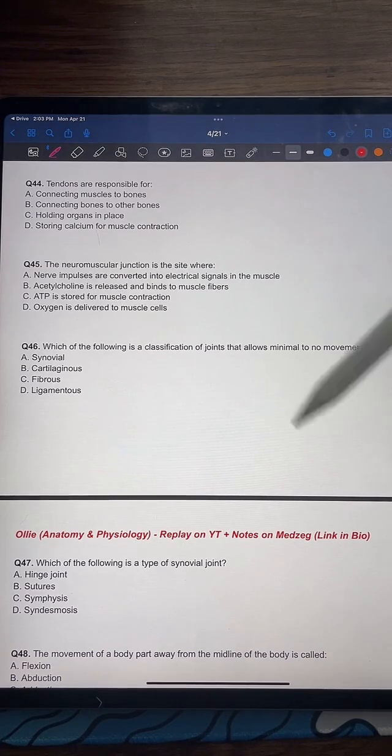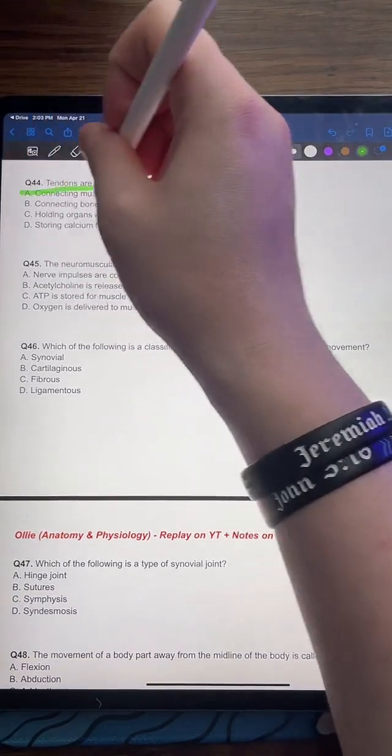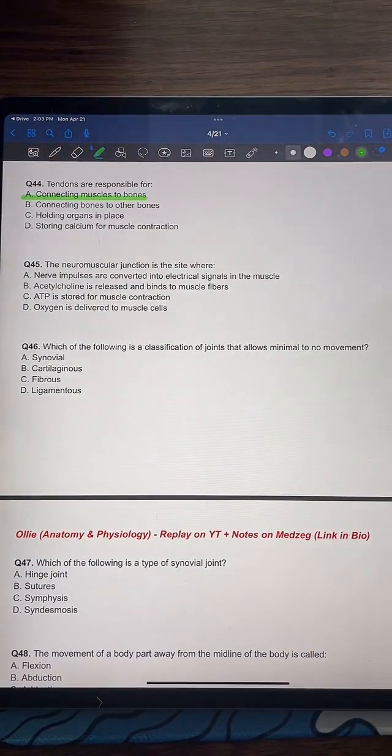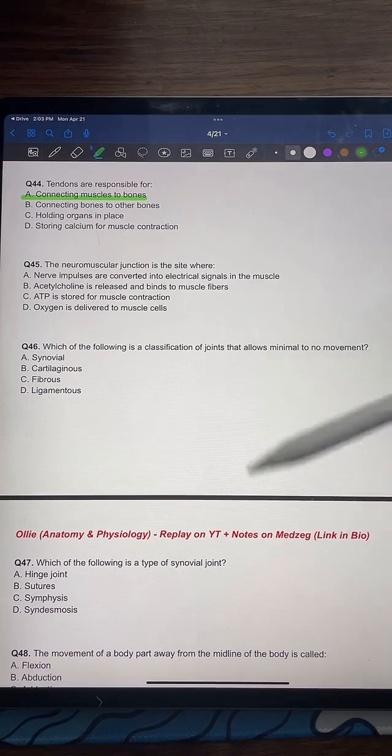The answer is A. Connect muscles to bones. So tendons, those are what are strong. They're flexible, connective tissue. They attach muscles to bones. Essentially, that's what enables the movement of bones when muscles contract.